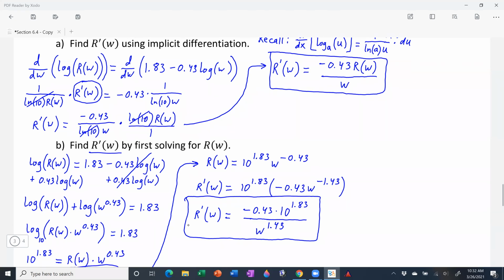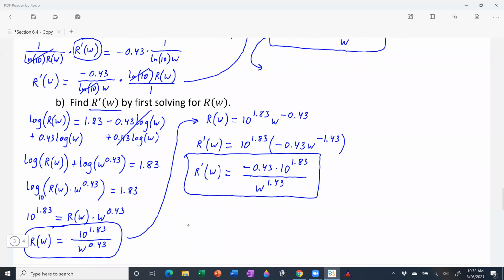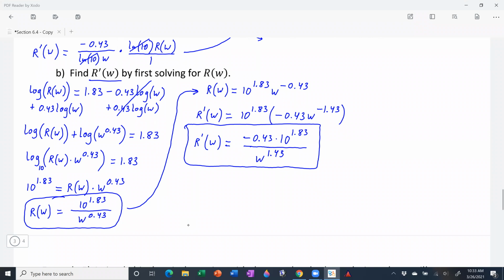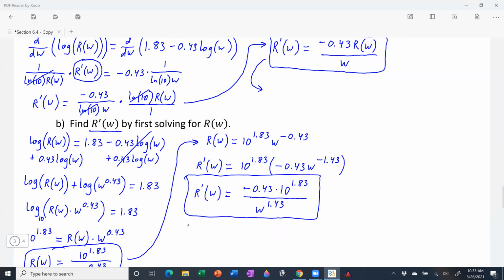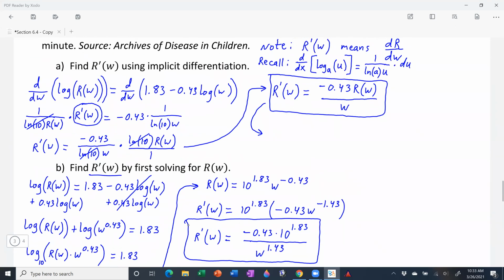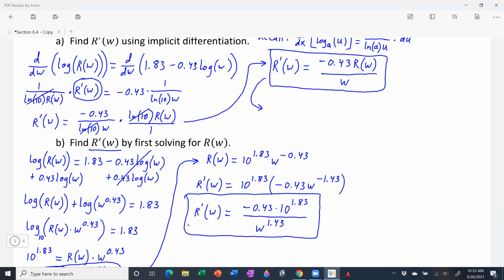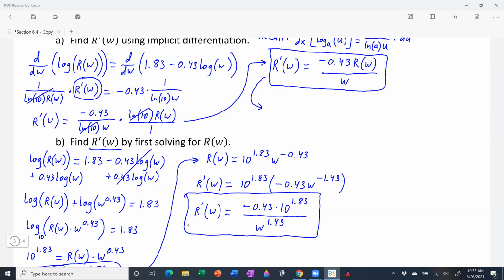So let's actually see what would happen if we take this and replace that R of W function with the explicit version that we found, right? We did all that work with the log properties to get R of W by itself. So R of W is actually this expression, 10 raised to the 1.83 divided by W to the 0.43. So let's take R of W and go up to our part A answer and plug it in right there and see if we can do some algebra to manipulate it to get it to look like the derivative that we got in part B.